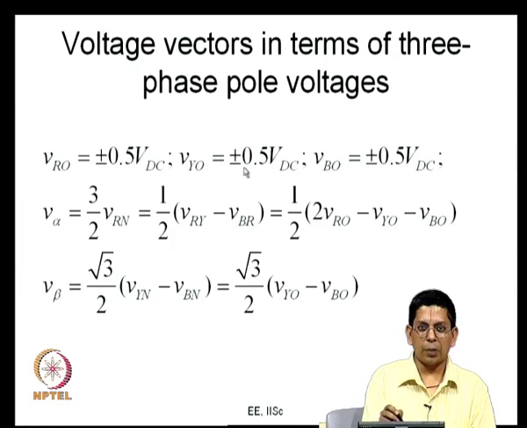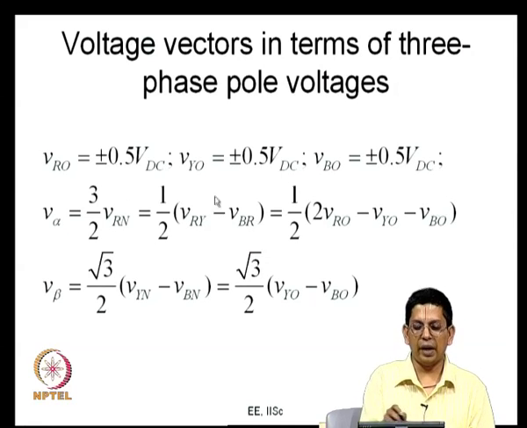Similarly, VYO can be plus or minus 0.5 VDC depending on whether Y phase top device is on or Y phase bottom device is on. Similarly, for the B phase also, if the B phase top device is on, it is plus 0.5 VDC, if the bottom device is on, it is minus 0.5 VDC. So, these are the 2 possible values for each, and you have 8 sets of 3 phase outputs possible now.